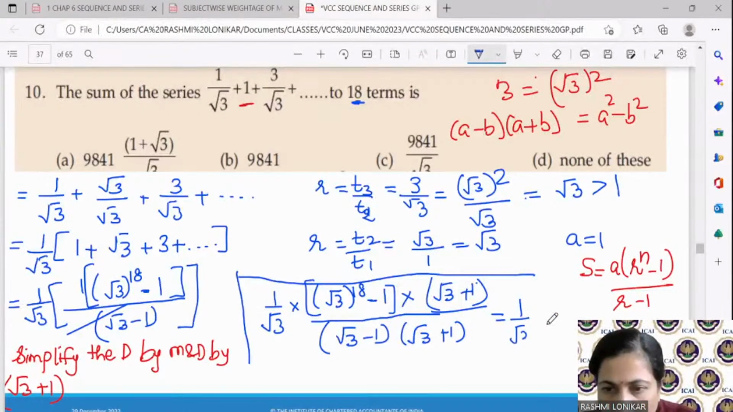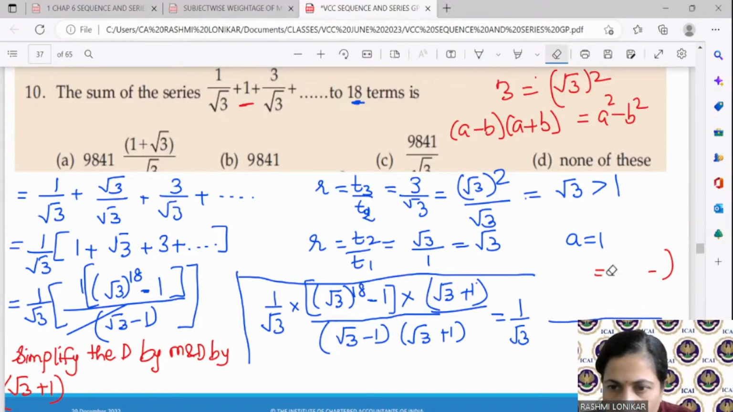Let us concentrate on the denominator. Just let me rub this off. I don't have space. So root 3 a square minus b square. Root 3 square will be 3, and 1 square will be 1. So 3 minus 1.